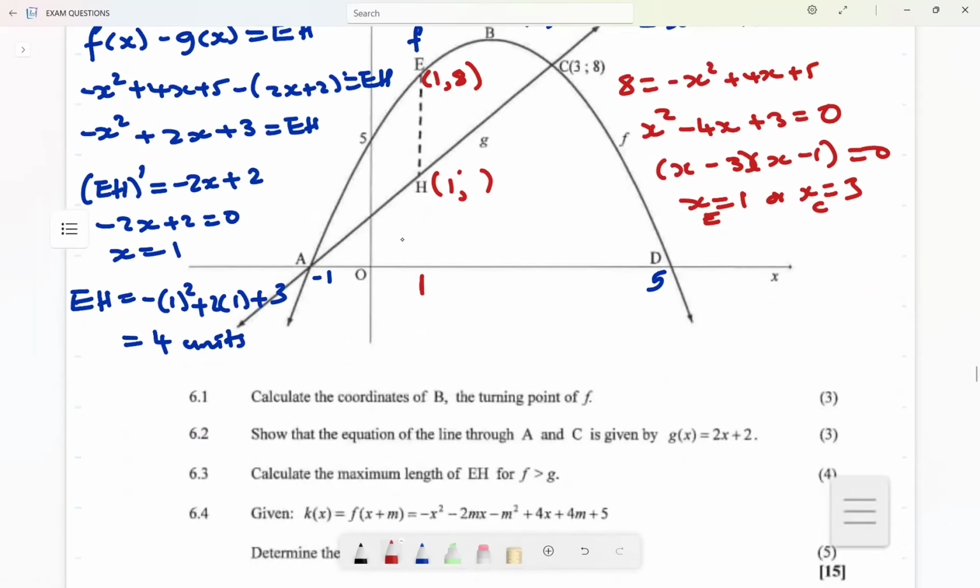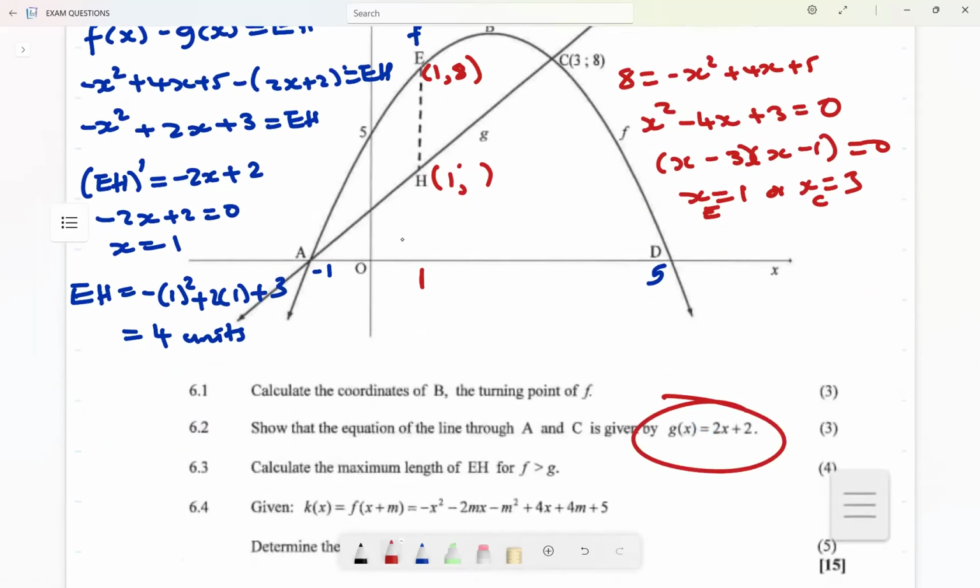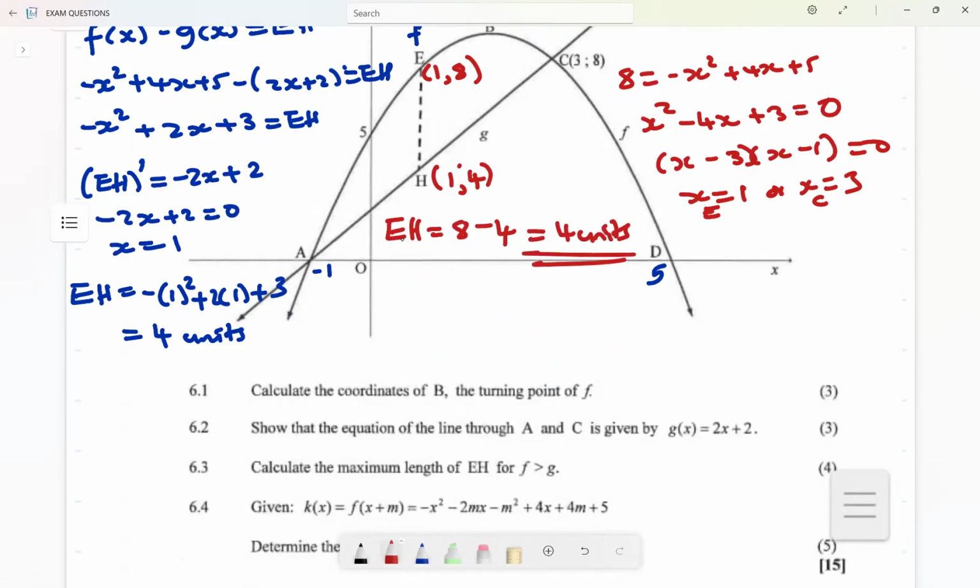How can I find y? I go to my equation of this one. I say y is going to be, let me say g of 1 is going to be 2 into 1 plus 2, which gives me 4. So it means here it is 4. Then for me to find the distance from E to H, it is the vertical distance. So it's going to be top. Remember, vertical distance is y top minus y bottom, which is 8 minus 4, which is now equal to 4 units. Still the same, guys.